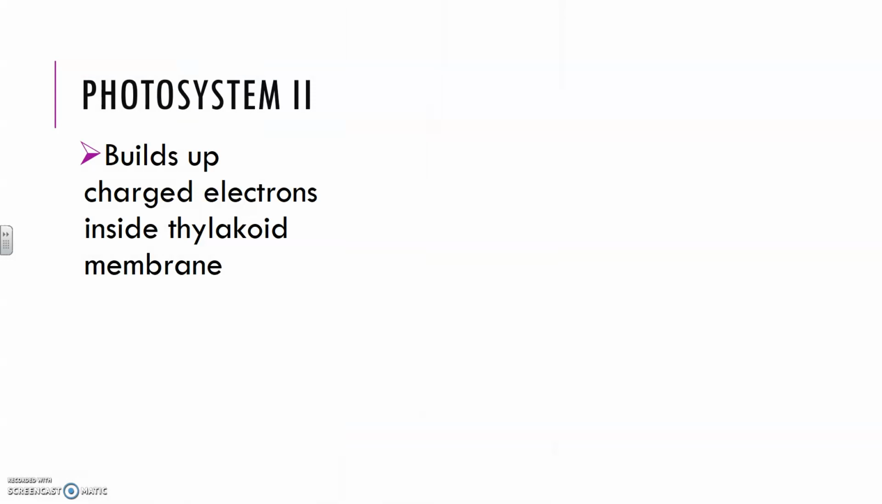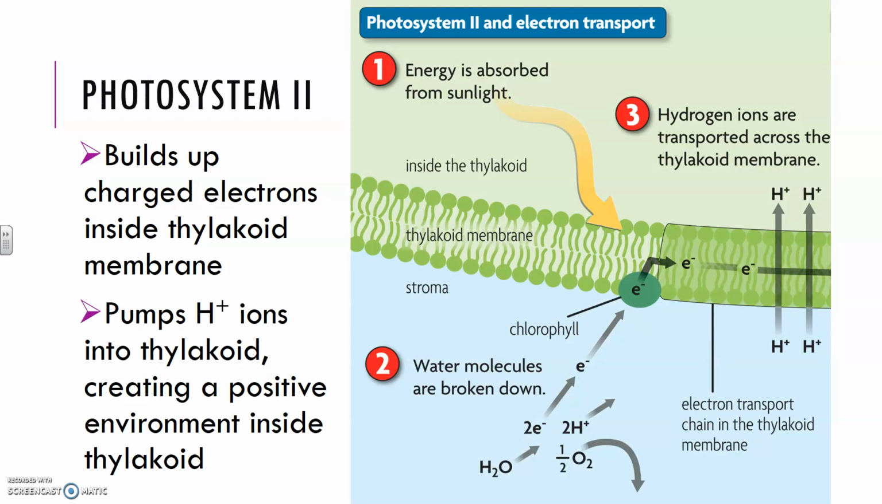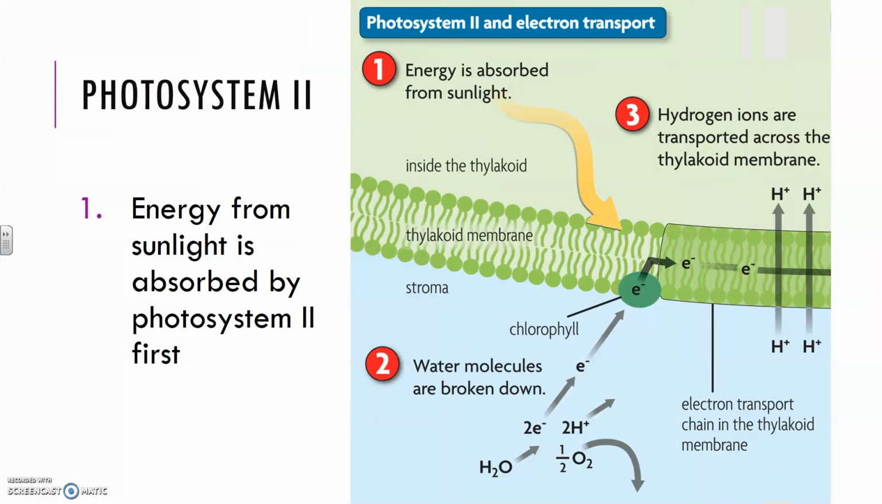So we're going to look at this a little bit closer here. Photosystem 2 builds up charged electrons inside the thylakoid membrane, and it also pumps hydrogen ions into the thylakoid, creating a positive charge inside the membrane. We're going to go through this step by step. First step, in photosystem 2, energy from sunlight is absorbed by photosystem 2. So it's absorbed by the chloroplasts. These chloroplasts then pass this energy into electrons that are pushed into the membrane.